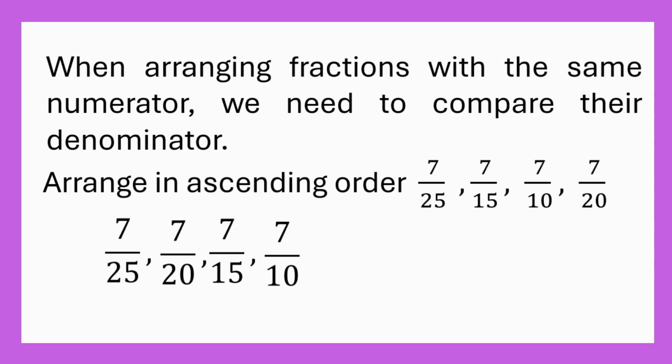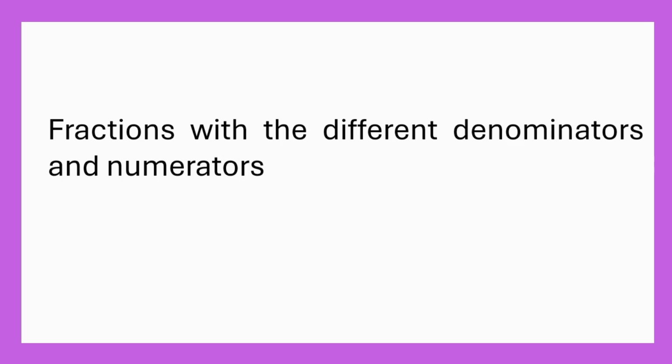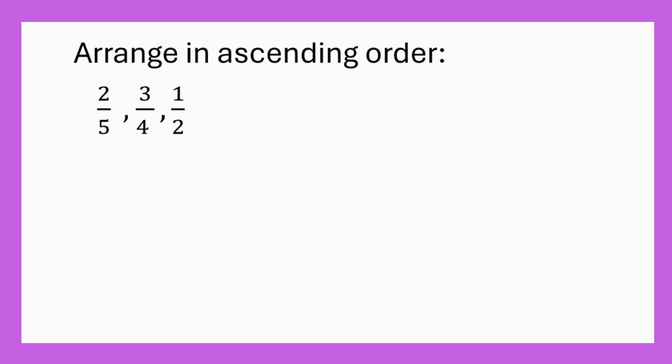All right. So we move on to the last part, which is fractions with different denominators and numerators. So let's look at this and arrange in ascending order. In this situation, where we are arranging fractions with different denominators and numerators, we need to find the common denominator of 5, 4, and 2. So we find the LCM of 5, 4, and 2, and the LCM of 5, 4, and 2 is 20.